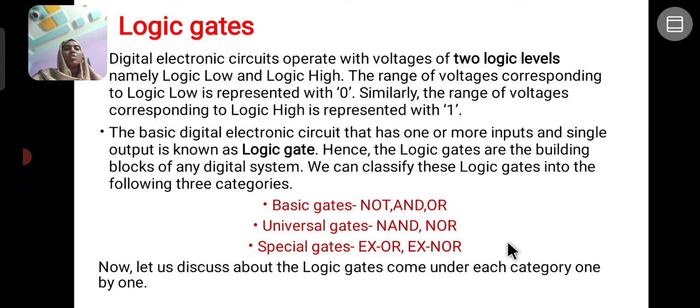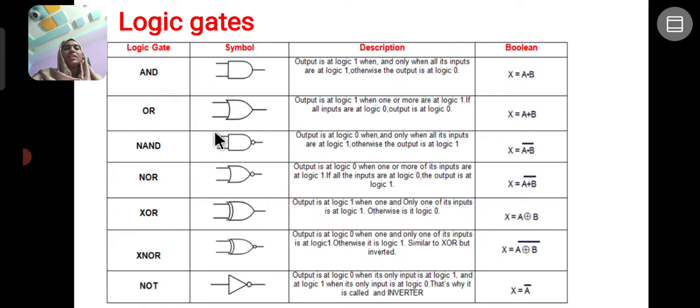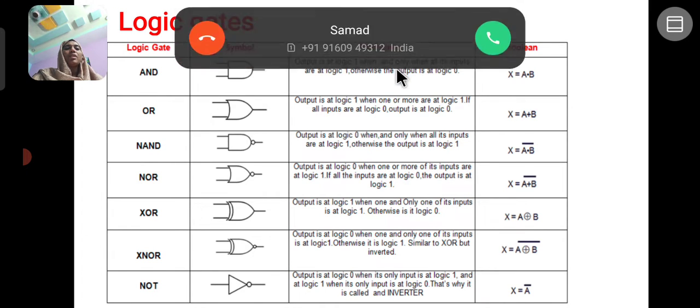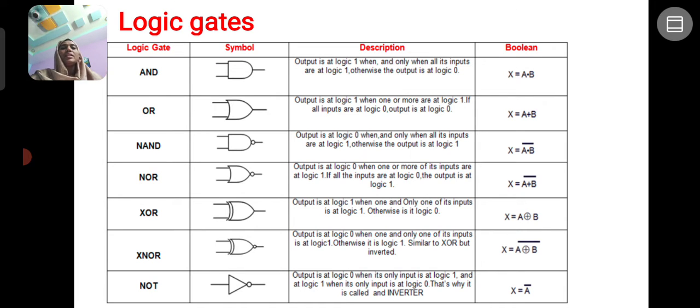Let us discuss logic gates. These are the logic symbols for each and every gate. The first one is AND. This is the symbol of AND. The output is logic 1 when all the inputs are 1.